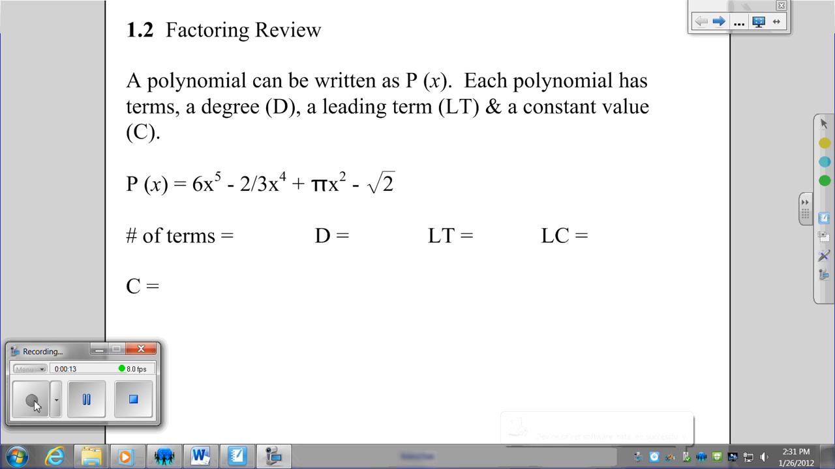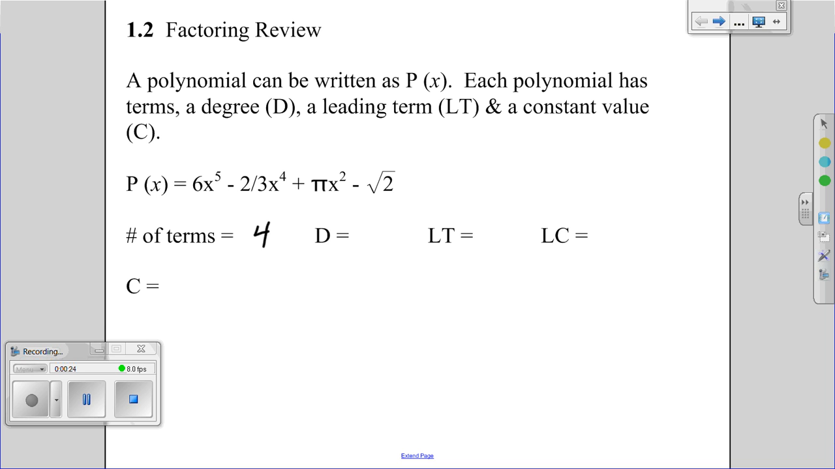So to start off with, just want to remind you that a polynomial has some descriptors that we use to describe it. One is the number of terms. This example here has 1, 2, 3, 4 terms. The degree is the highest exponent of any term. The leading term, LT, is the first term when ordered from highest degree to lowest degree. The leading coefficient is the number in front of that, and the constant term is the last number that does not have a variable with it, which is -2.